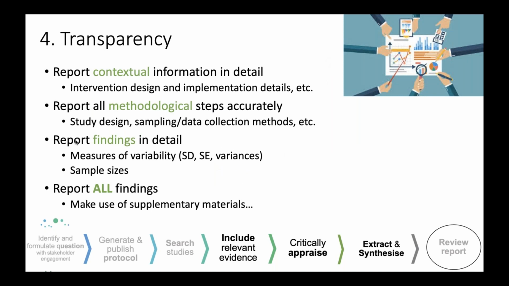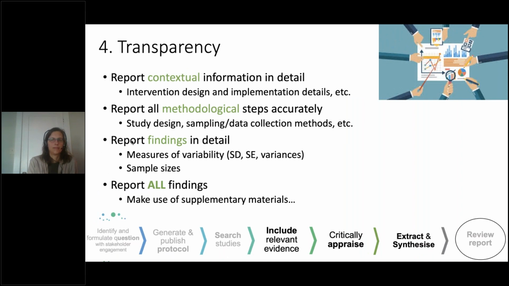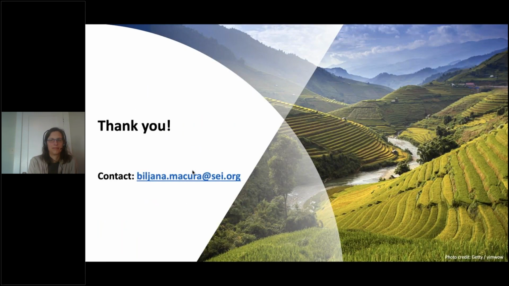And also transparency is extremely important. So it's important to report contextual information in detail, information about the studied intervention design and implementation details. Also, it is important to report accurately all the methodological steps conducted in order to arrive at the conclusions of the study, and describe in detail study designs, sampling, data collection methods, etc. And also report your findings in detail. Often we come across studies that do not report clearly sample sizes or measures of variability. So it's very hard to include these findings in the meta-analyses that we conduct as part of systematic reviews. And it's very important to report all the findings, to avoid selective reporting and cherry picking. That's why primary researchers should make use of supplementary materials. And with this, I would like to thank you.